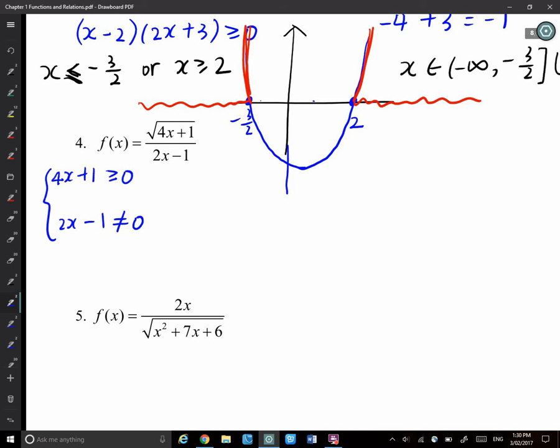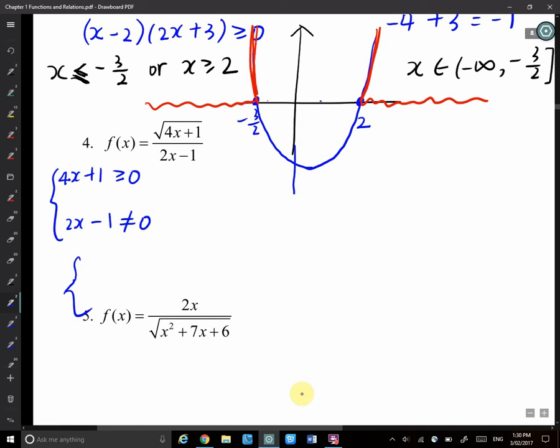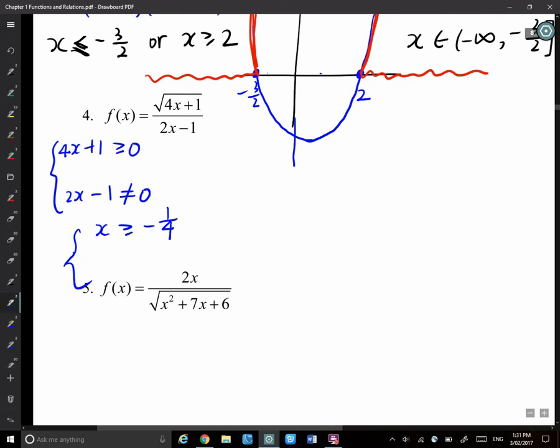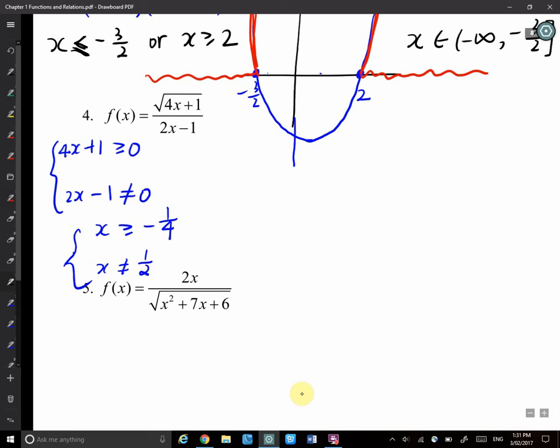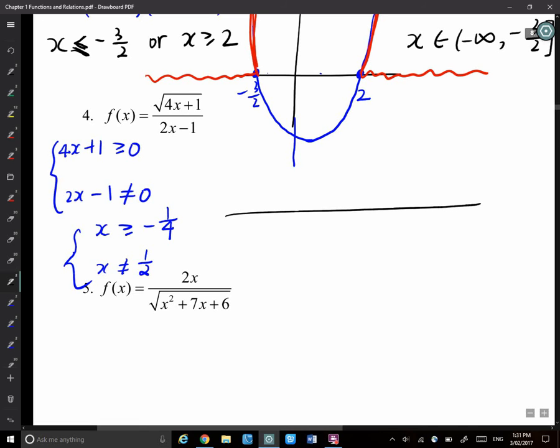Let's solve for this. If you solve this out, you will have x greater than or equal to minus a quarter, and you will solve out x cannot be a half. If we can see this on the number line, we have negative a quarter here and a half here. I want x greater than or equal to negative a quarter, so I will have this part of the graph. And it can't be a half, so this will be an open circle on this line. I cannot take a half.